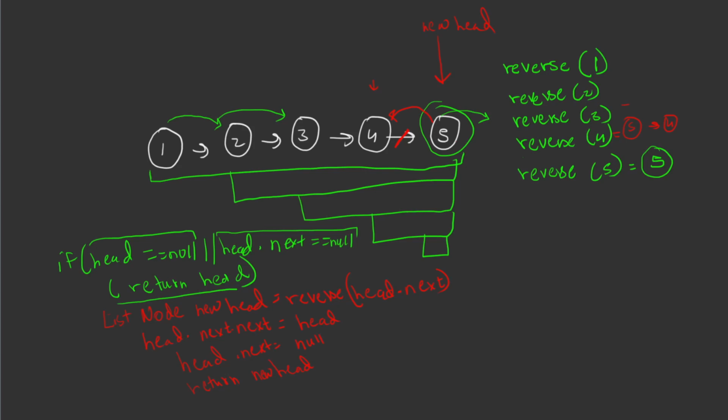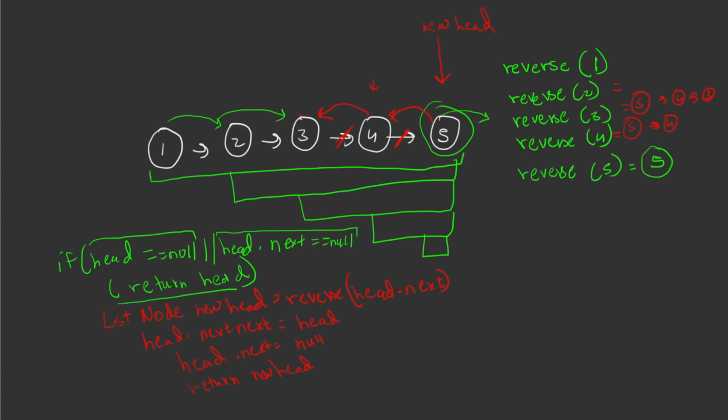And then we'll go to the 3 call stack. The same thing's gonna happen, right? We'll do 3.next.next. We'll make 4 point back to 3. And then we'll make 3.next equal to null, which just gets rid of this right here. And then we return new head. So we return 5, 4, 3, and the current head is now here.